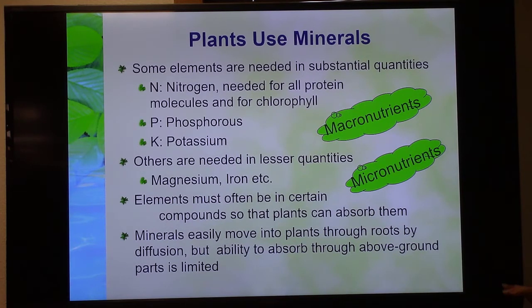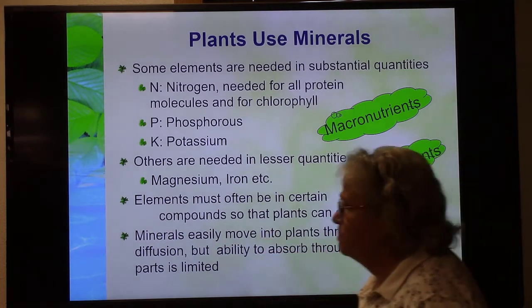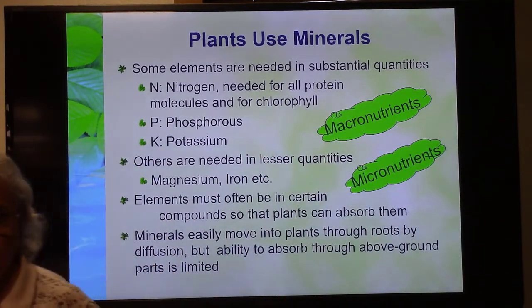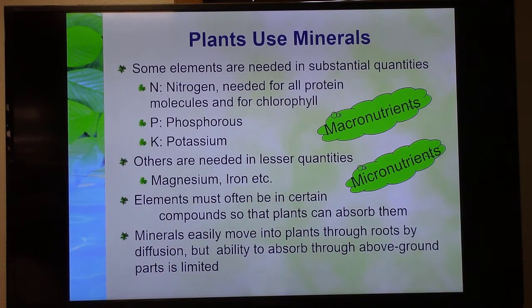Now, elements must often be in certain compounds, or it doesn't matter. Nitrogen is the best example of that. Nitrogen is in the air. Nitrogen is the most common gas in the air. But it doesn't matter. A plant can be nitrogen deficient growing in air that's 78% nitrogen. Because in order for the plant to use nitrogen, it has to be in a particular nitrogen compound. Okay?